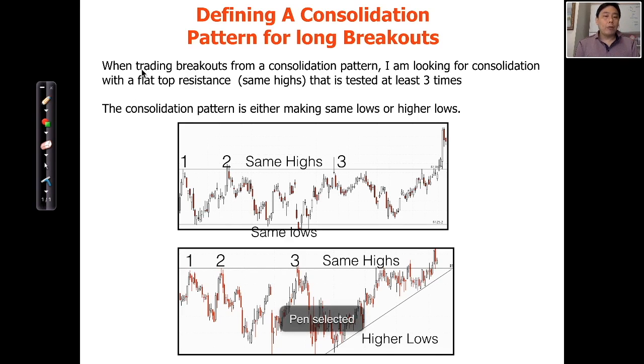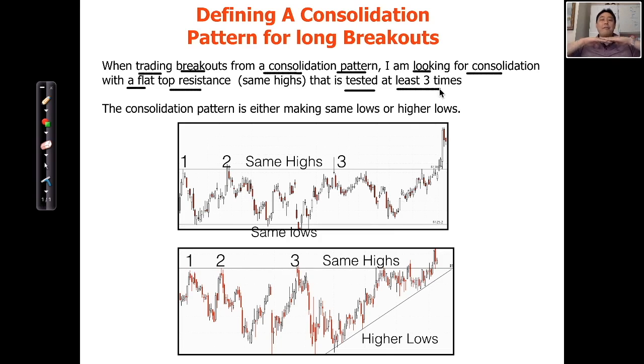Okay, so when trading breakouts from a consolidation pattern, I'm looking for a consolidation with a flat top resistance that's tested at least 3 times. I like to trade consolidations when there's a flat top resistance. So the resistance is a straight, horizontal line that must be tested 3 times. As the price goes up, hits it, comes down, that's 1, goes up, hits it again, 2, hits it again, 3. So it's going to be tested 3 times to tell me it's a strong resistance. Okay, so here's an example.